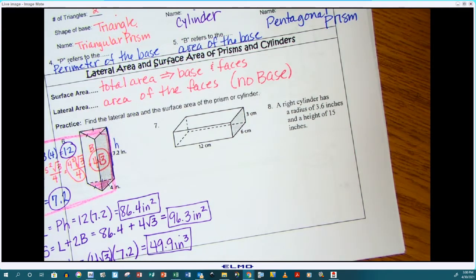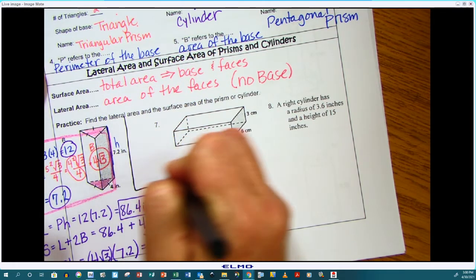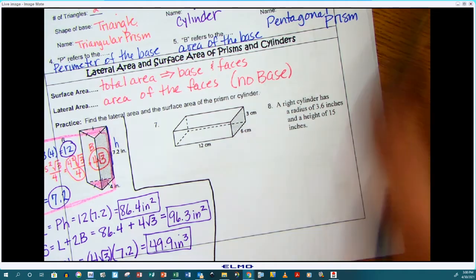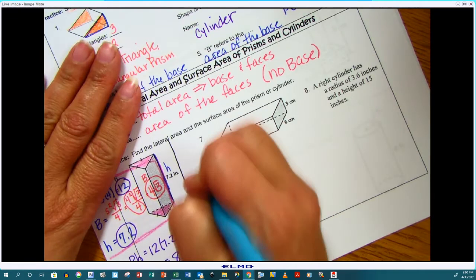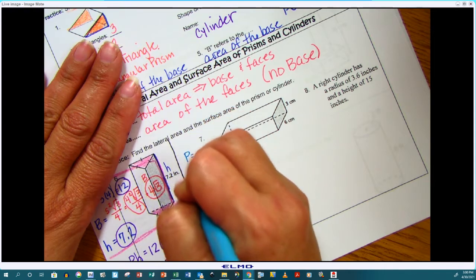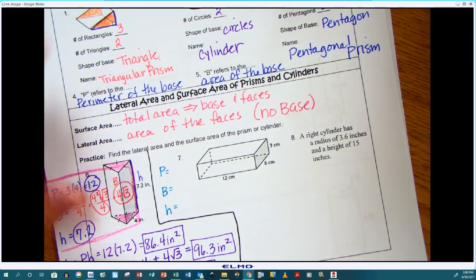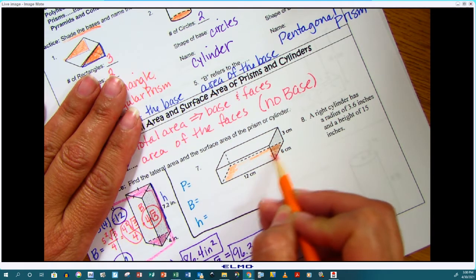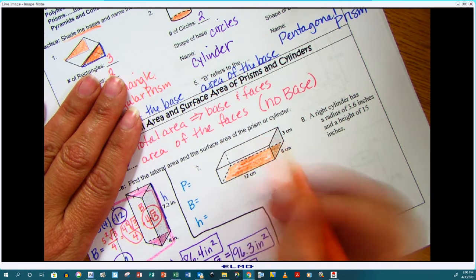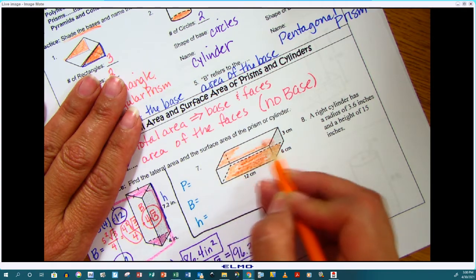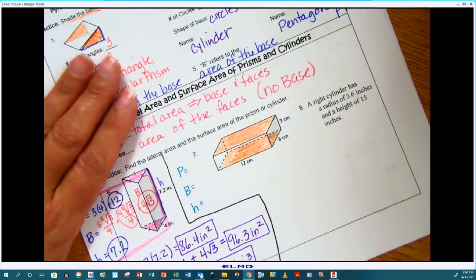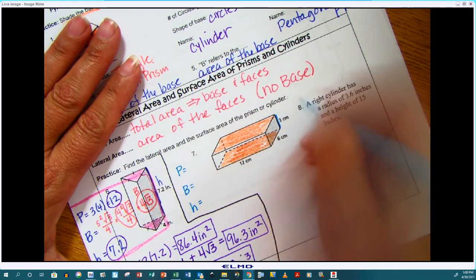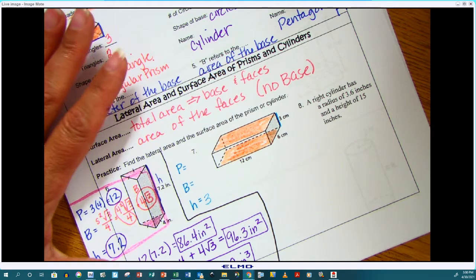All right, next we're going to do a rectangular prism. So I'm going to block this off here where I don't get anything mixed up. So what I'm going to do is find the perimeter of the base, area of the base, height of the prism. I'm going to say that the bottom is my base, which means the top is also my base because there's 2 of them. So the distance between them is 3. So the height of my prism is 3.